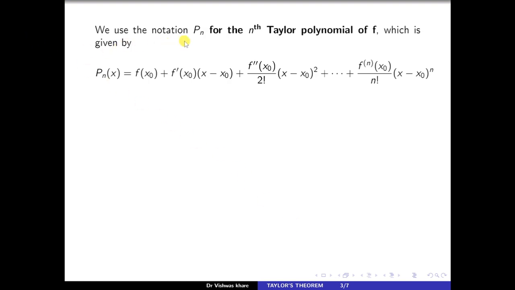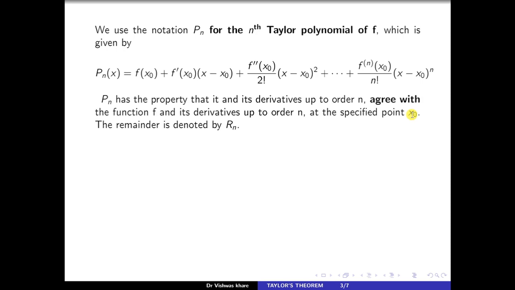We use the notation Pn for the nth Taylor polynomial of f, which is given by Pn(x) is equal to f(x₀) plus f'(x₀)(x minus x₀), plus f''(x₀) divided by factorial 2 into (x minus x₀) squared, and so on. And lastly, f^(n)(x₀) divided by factorial n into (x minus x₀) to the power n. Now this Pn has the property that it and its derivatives up to order n agree with the function f and its derivatives up to order n at the specified point x₀.